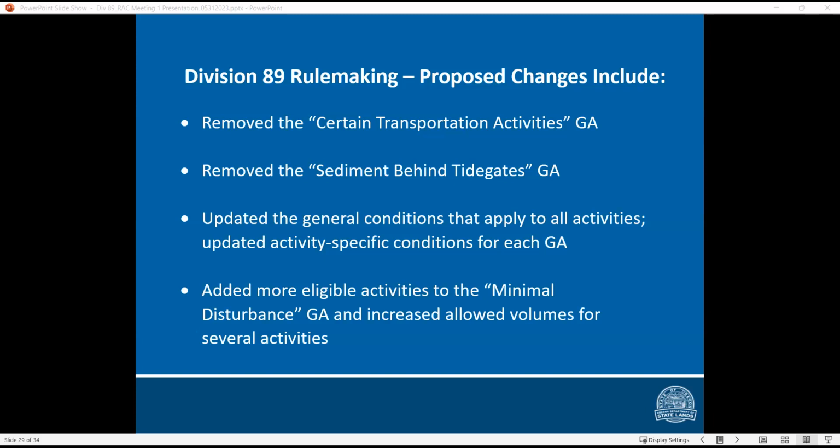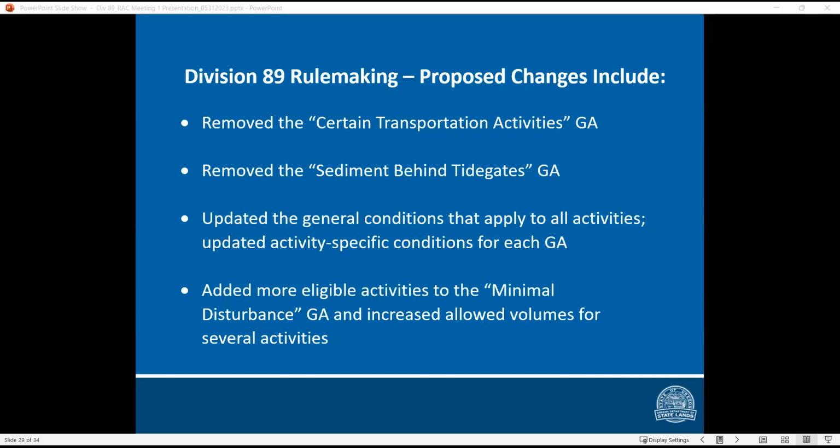We're proposing to remove that sediment behind tide gates general authorization. It's just no longer used anymore. There are other better permit pathways for folks to use if they want to do that kind of work. We'll talk more about that at our next meeting and why we're proposing that and get your feedback.